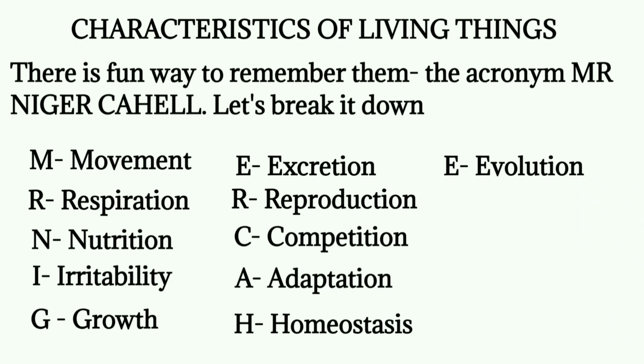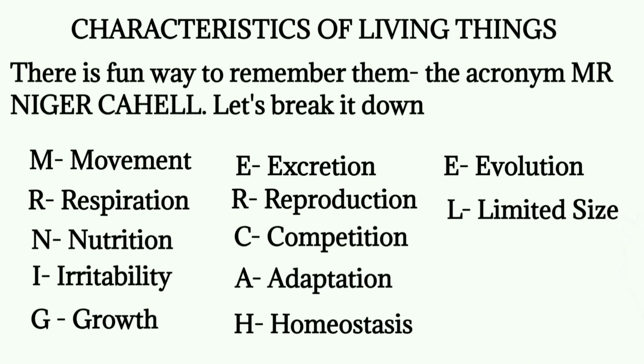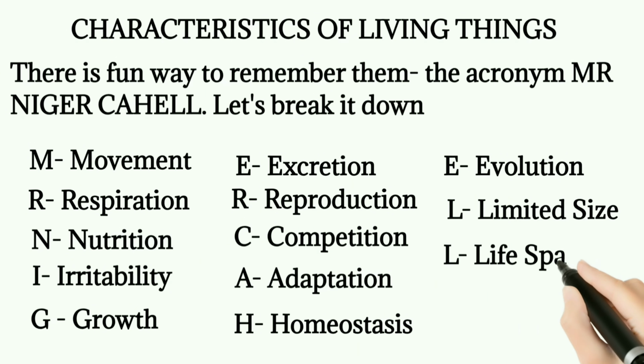Evolution is the ability of organisms to change into successive forms in response to changes in an environment. It's a gradual change. L for limited size. It means that every organism has its size limit, like a dog can never grow like an elephant. Then the last one is lifespan, meaning that living things have a definite period of existence.